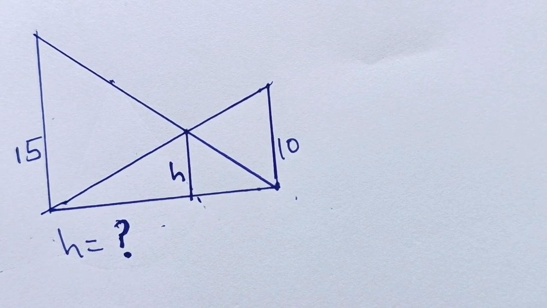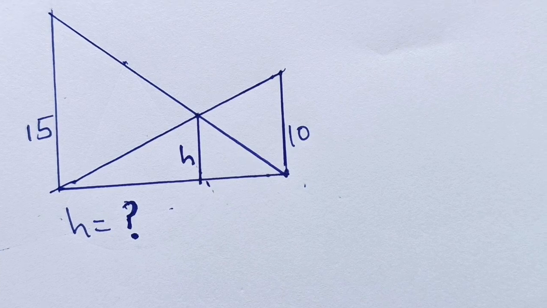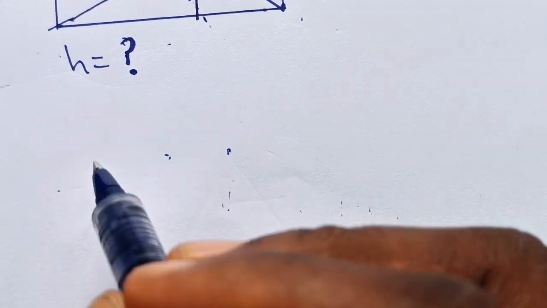So today we are asked to solve for hash. For you to be able to solve this, you have to have knowledge of similar figures. When you say two figures are similar, in this case it's going to be about similar triangles. Let's just talk about similar triangles a bit.